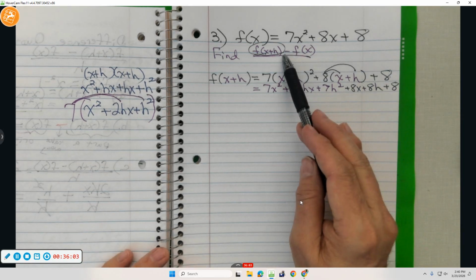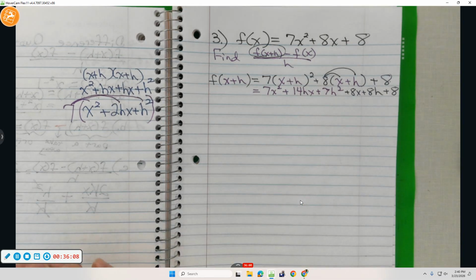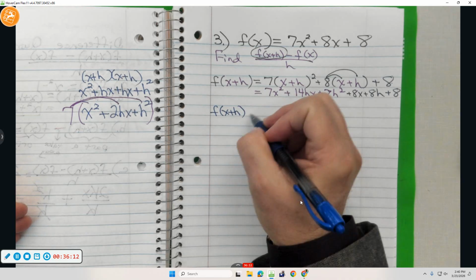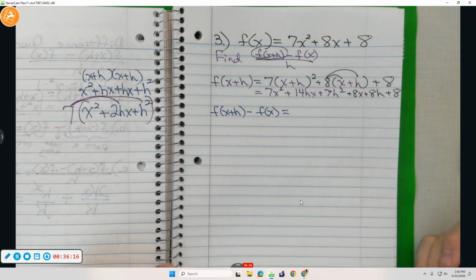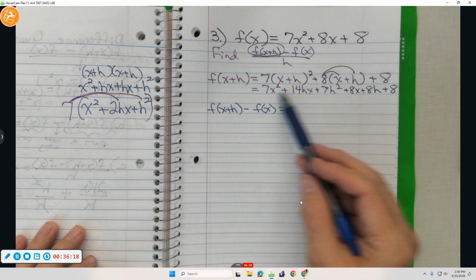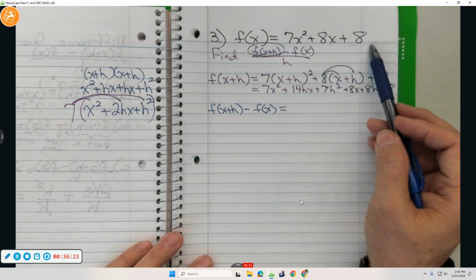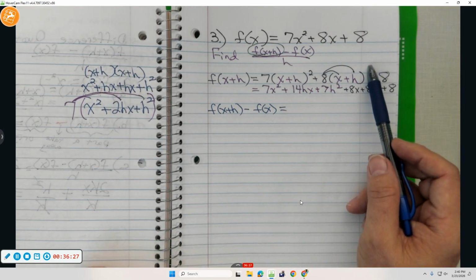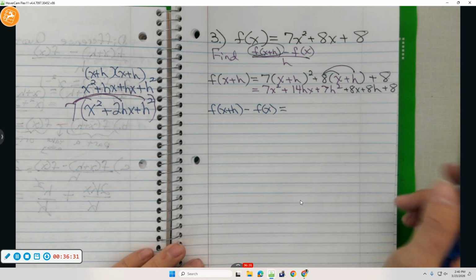Okay, now we're going to take away the original function. Take what we just found, f of x plus h, and take away the original function. I'll see people showing the work. They'll write that stuff down there minus, then they'll write the original function. If we're lucky, they distribute the minus sign, but in many cases they forget. And at that point, they messed up the problem.